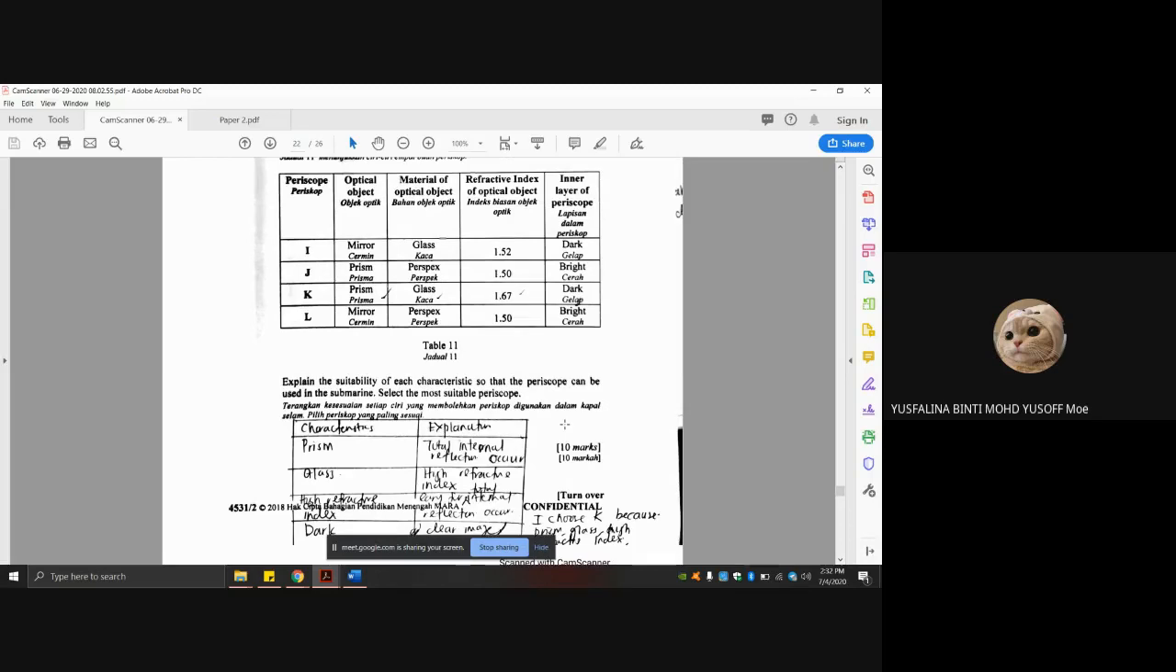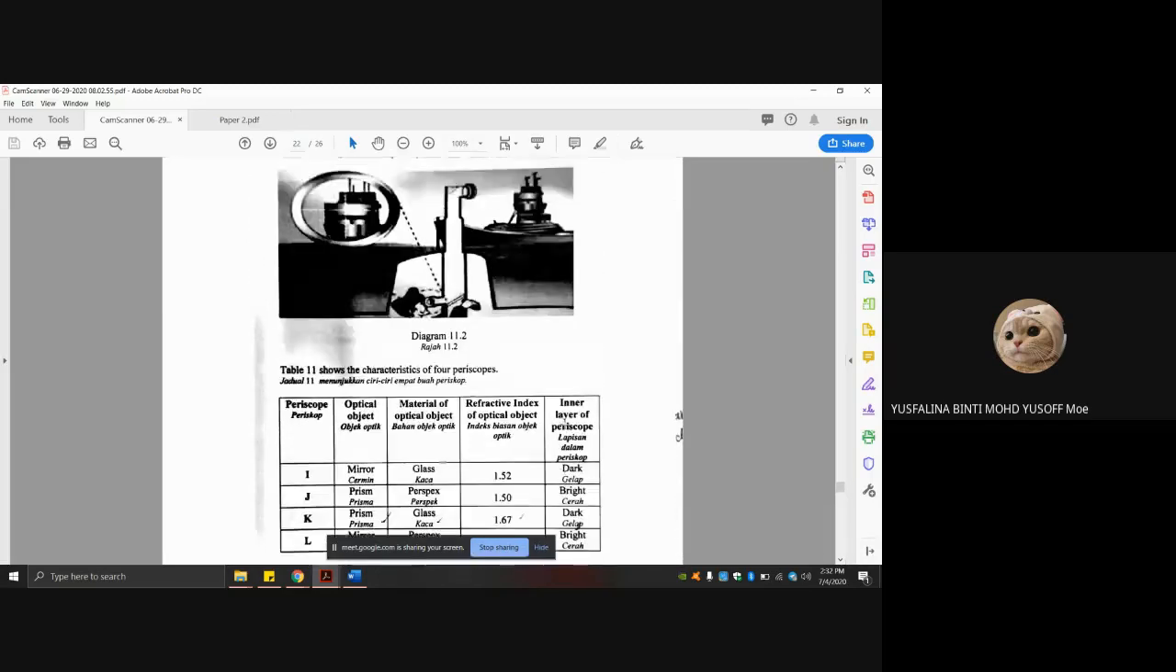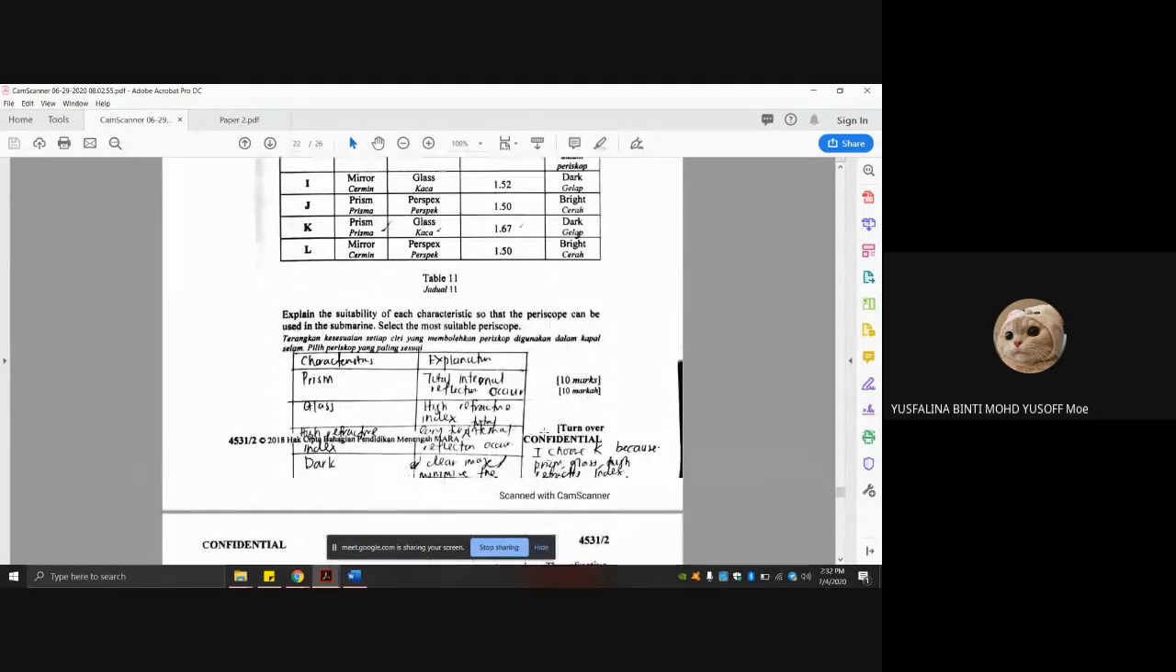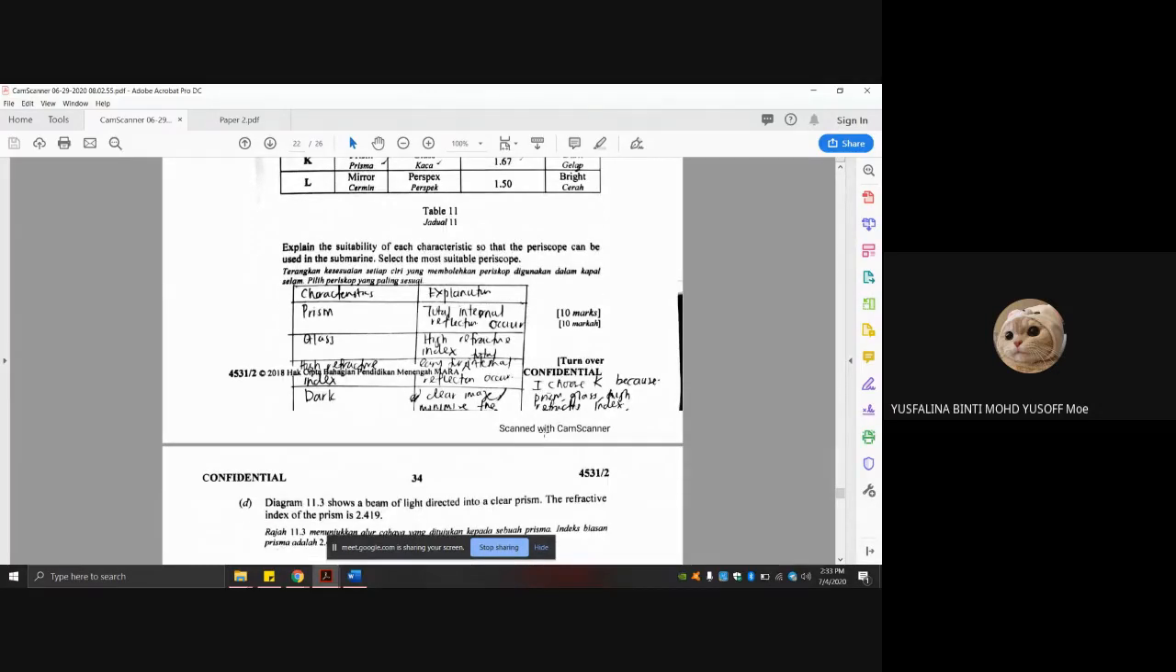The inner layer of the periscope must be dark, so inside here must be dark, to produce a clear image and minimize the light. So I choose K before prism. Remember, you have to choose and state the reason. Copy back all the characteristics. Don't forget, choose and copy back the characteristic. This one is for number 9 until number 12. If you want to answer this part, please do it on the table.